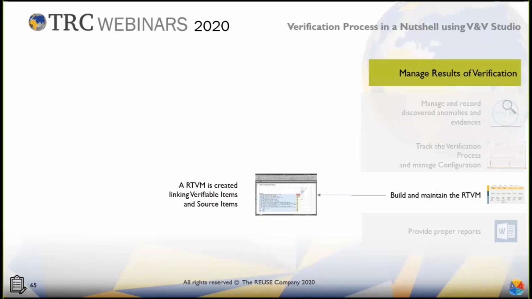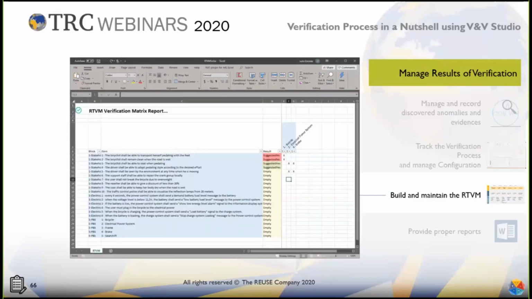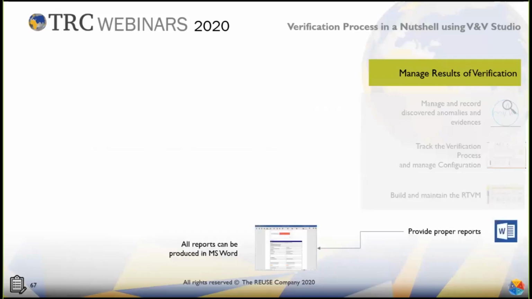Okay, you usually have to manage traceability. There's traceability and reports. Traceability is managed using a traceability matrix in Excel. We just simply put all the information about traceability in Excel. And the same for the reports.